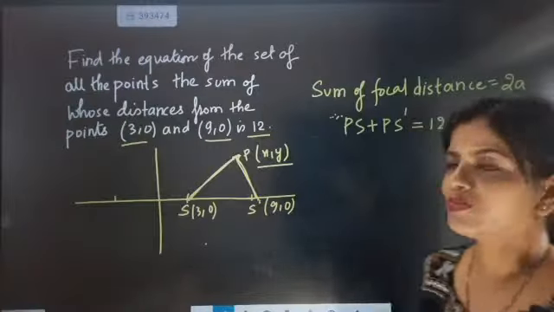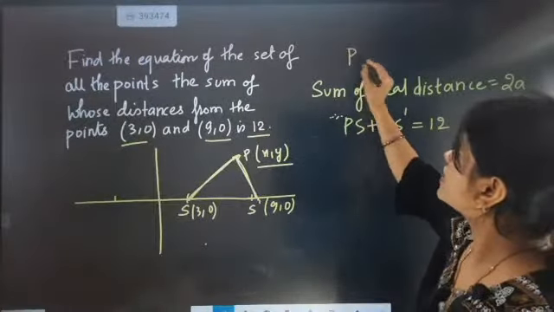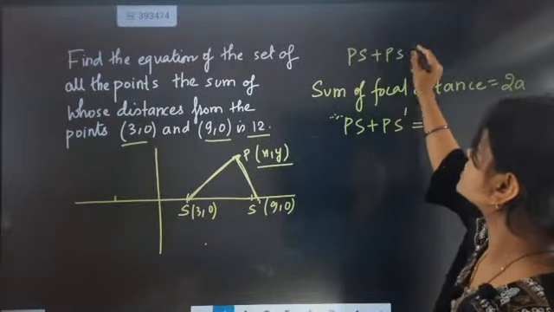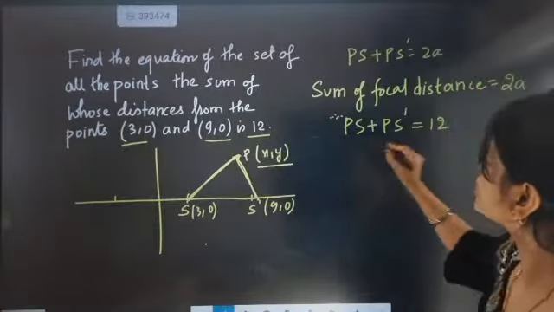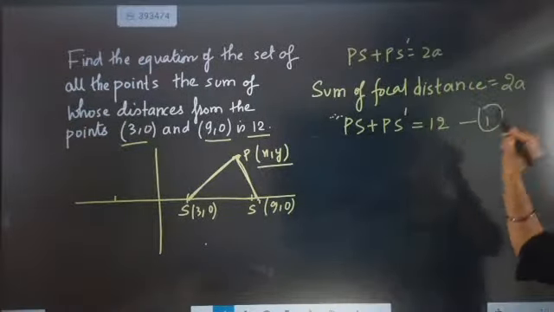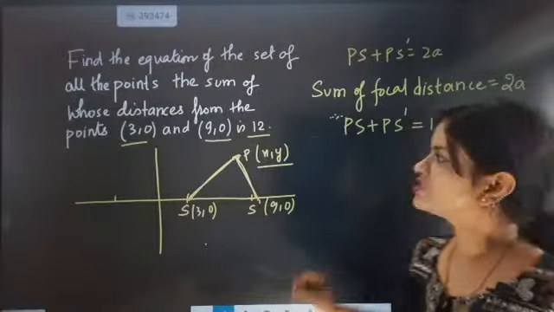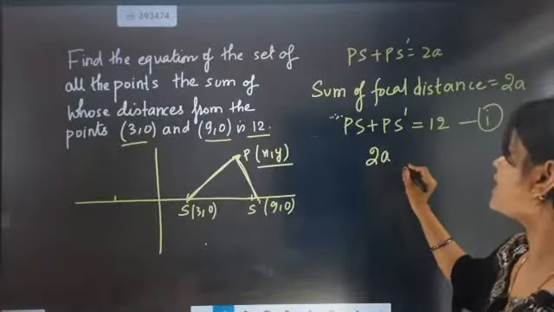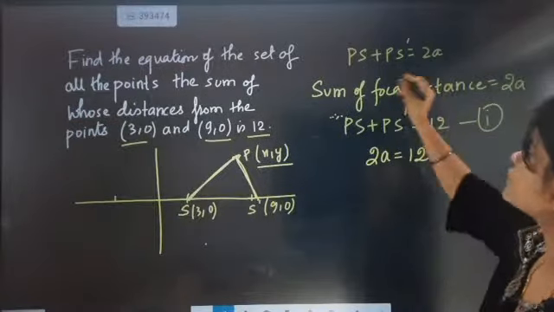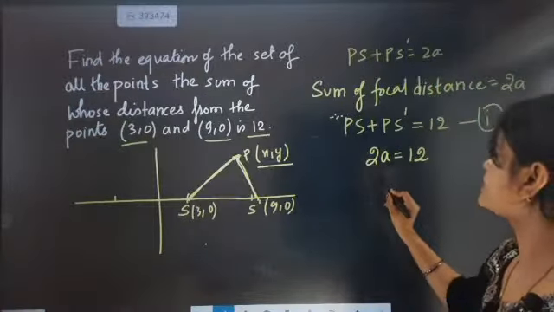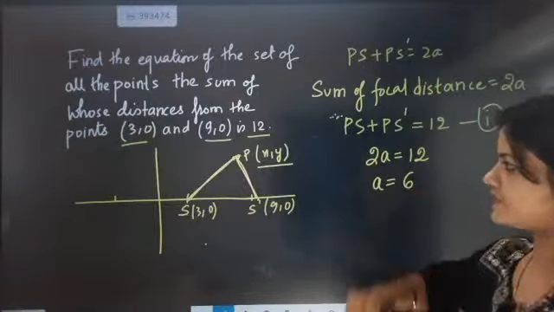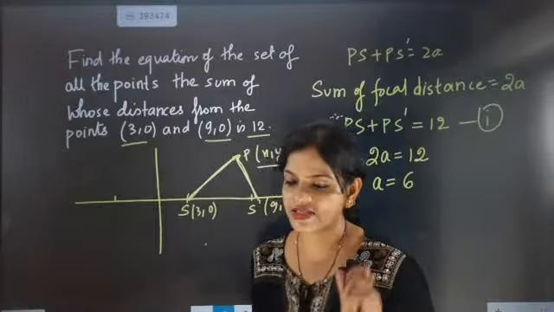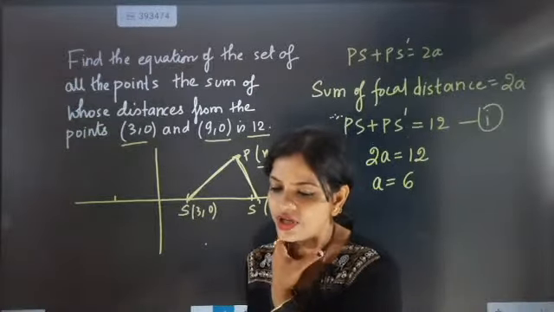And you know one formula. The formula is sum of focal distances is equal to 2a. So instead of writing PS plus PS dash, we can write 2a equal to 12. Using this concept, we can write this. So a is coming as 6. Okay, a is coming as 6. So this is exactly 6.